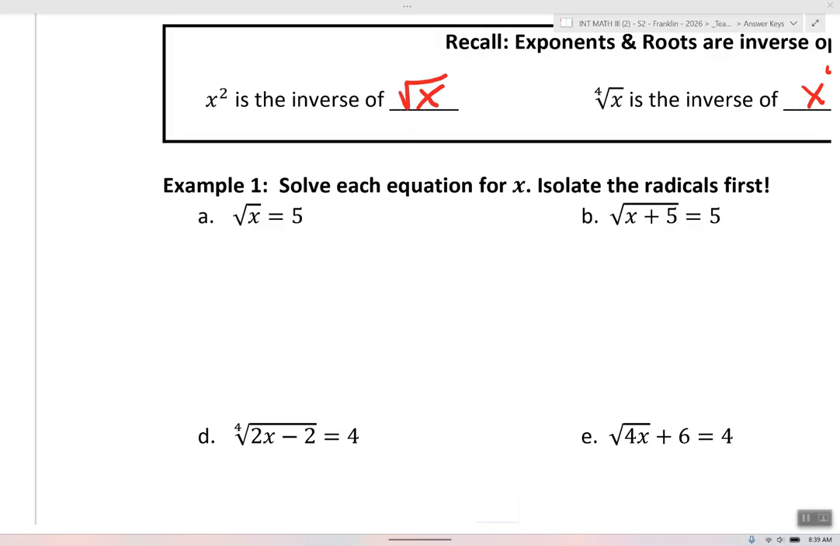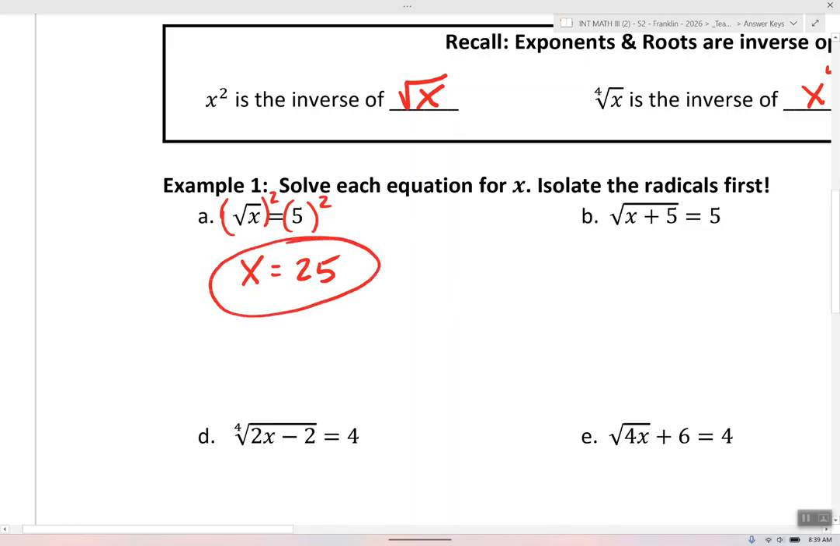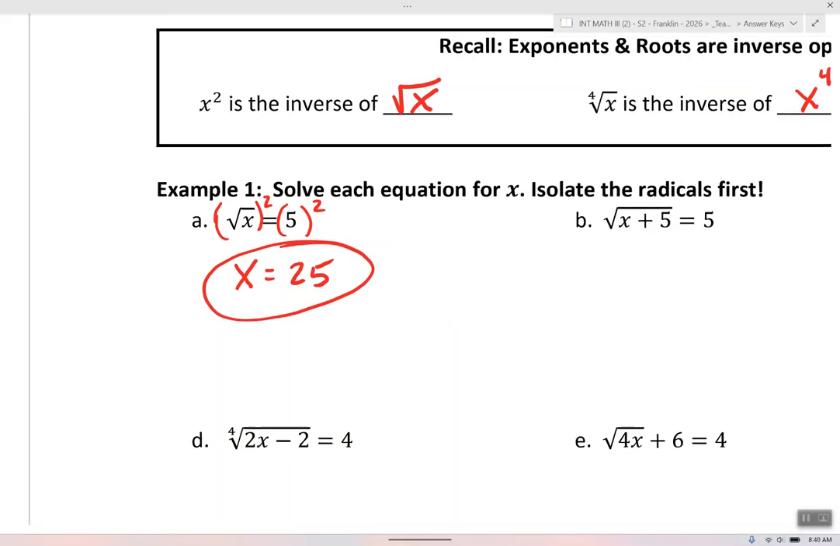What we're going to do is just square both sides. Take both sides to the second power. So if the square root of x equals 5, then x is what we get there. The square root symbol and the exponent 2 cancel each other out, equals 25. And you can check that by putting 25 in for x. The square root of 25 is 5, so this equation worked out.